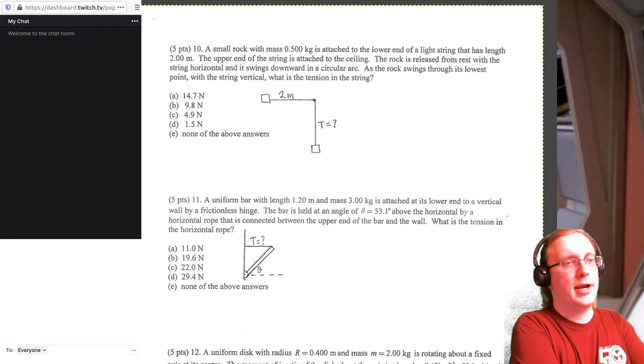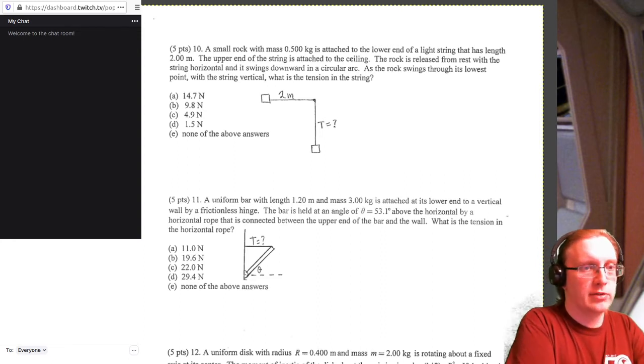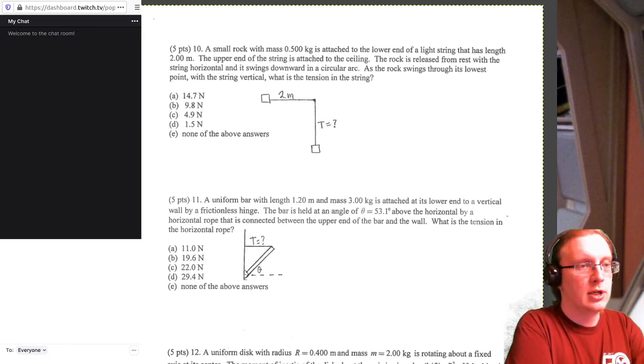Alright. A small rock with a mass of 1/2 kilo is attached to the lower end of a light string of length 2 meters. The upper end of the string is attached to the ceiling, the rock is released from rest with the string horizontal, and swings downwards in a circular arc. As the rock swings through its lowest point, what is the tension in the string?